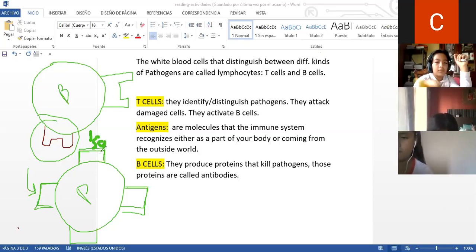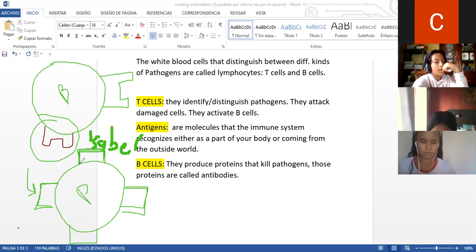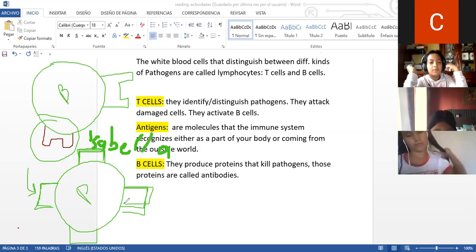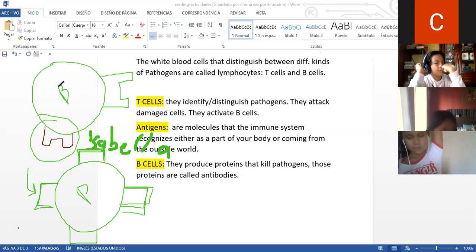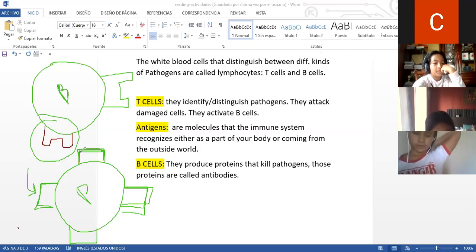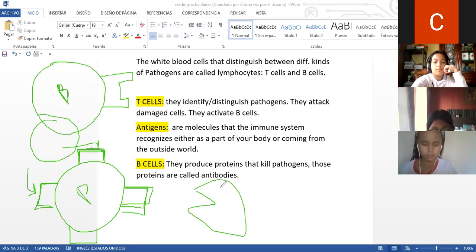So these are the antigens. Remember, antigens. Antibodies are going to be produced by a B cell, and they're going to be specific to the antigen. So they fit perfectly. They're going to make them clump together so our friends, the phagocytes, can come in and eat them.